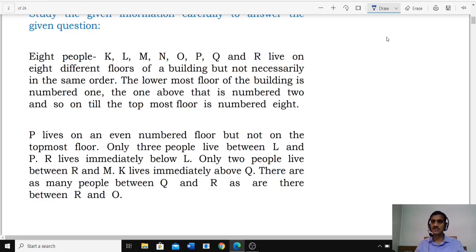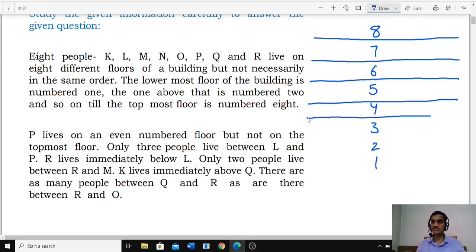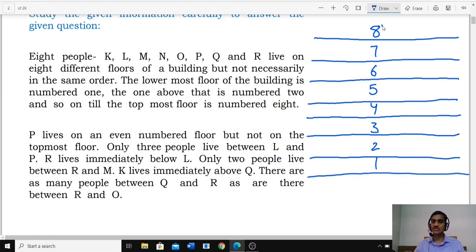There are 8 persons, staying on these 8 different floors: 8, 7, 6, 5, 4, 3, 2 and 1. We need to identify who is staying on which floor. There is no other parameter added here, just the persons we need to identify. This is the easiest type of floor arrangement. Then coming to condition number 1.